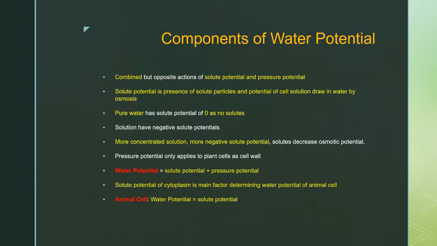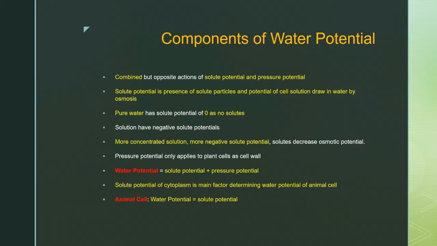Now, there are a couple of different components you'll need to know. Basically, when combined, the opposite actions of solute potential and pressure potential, so they have opposite actions. The solute potential is the presence of solute particles and the potential of the cell solution to draw in water by osmosis. Pure water has a solute potential of 0, as in there's no solute. So pure water is 0 water potential, 0 solute potential. Solutions usually have a negative solute potential though. With a more concentrated solution, the more negative your solute potential will be.